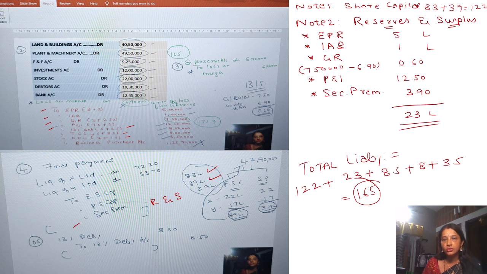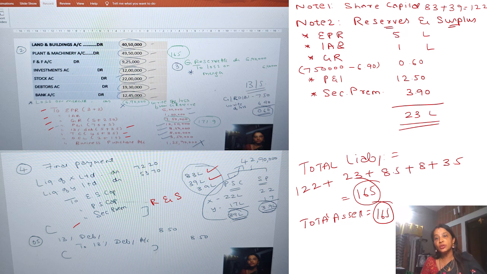So total assets: land and buildings, plant and machinery, furniture and fixtures, take under tangible assets. Investments, take under investments. Stock, take under inventories. Debtors, take under trade receivables. Bank, take under cash and cash equivalents. Your balance sheet on the asset side will come up to 165 lakhs. So that is how you prepare the balance sheet.